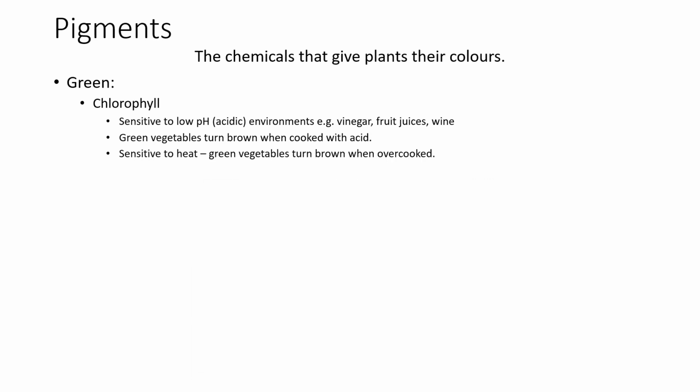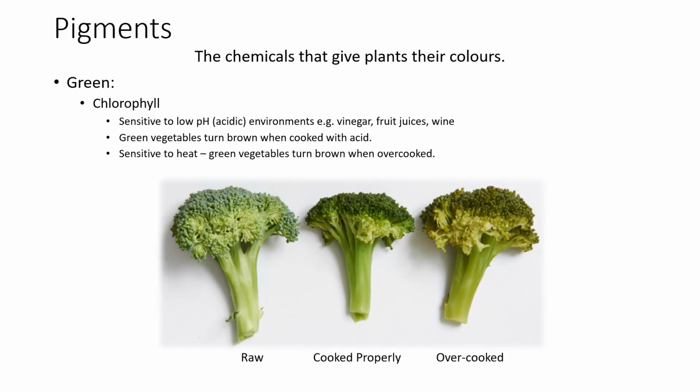Also, chlorophyll is sensitive to heat. If we overheat or overcook green vegetables, they'll turn brown. If you take a look here at a scale from raw to perfectly cooked to overcooked, and that overcooked will just get more and more brownish as the vegetable is cooked too much. So chlorophyll isn't a very stable pigment.